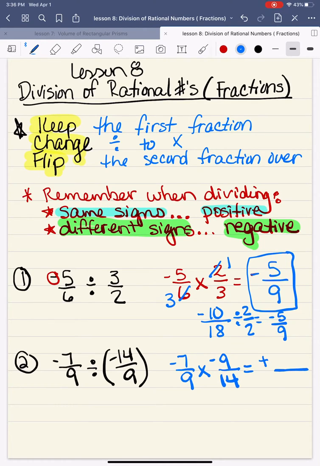I'm now looking for ways to simplify. Both 9s have a common factor of 9, so I'm going to divide those by 9 and turn those into 1s. Then I'm going to divide 7 and 14 by 7, so 7 divided by 7 is 1, 14 divided by 7 is 2, and then multiply what I have left. 1 times 1 is 1, and denominators 1 times 2 is 2. So my answer is 1/2, and I would not have to have that positive symbol there.